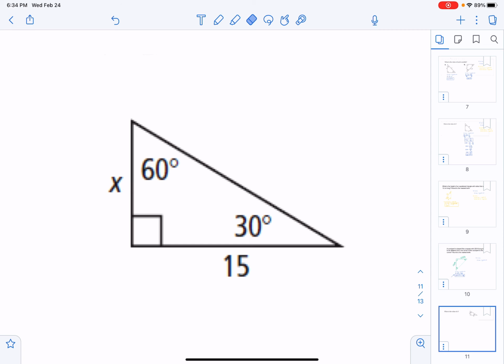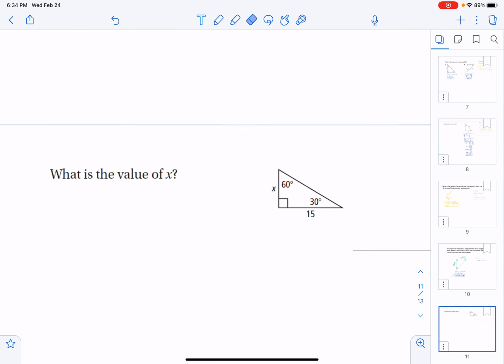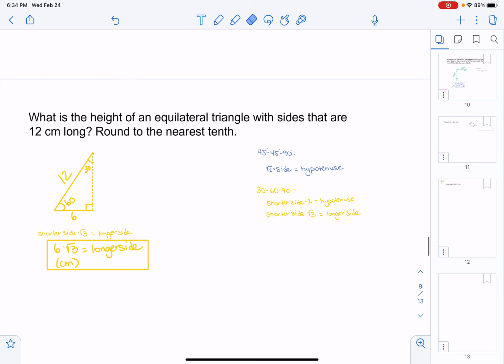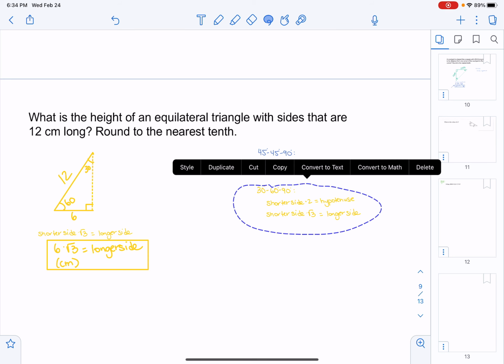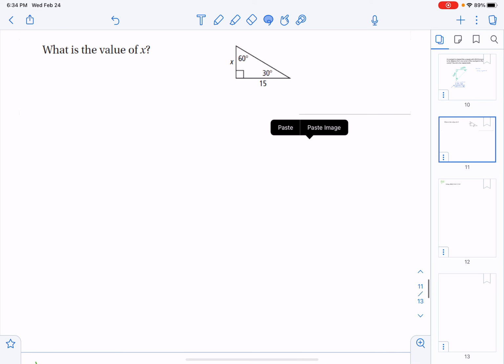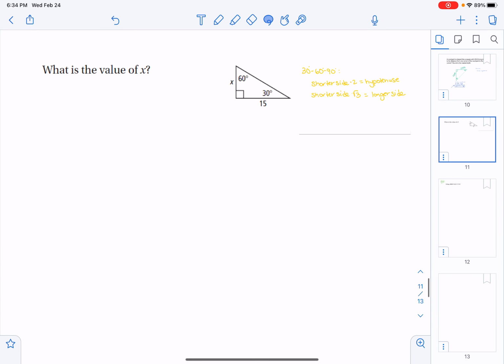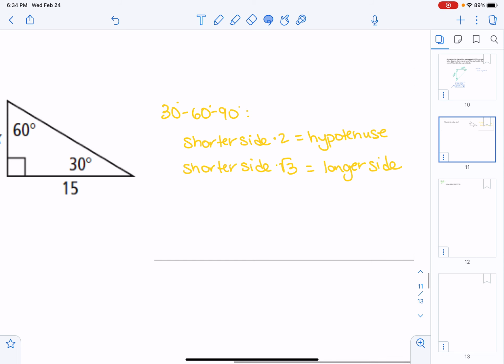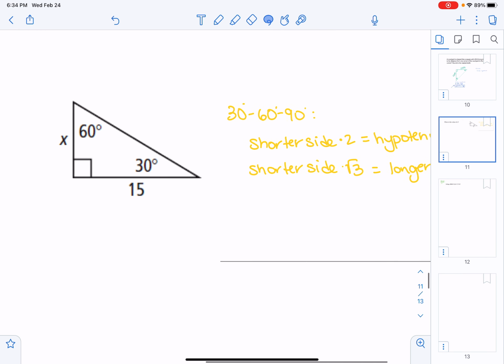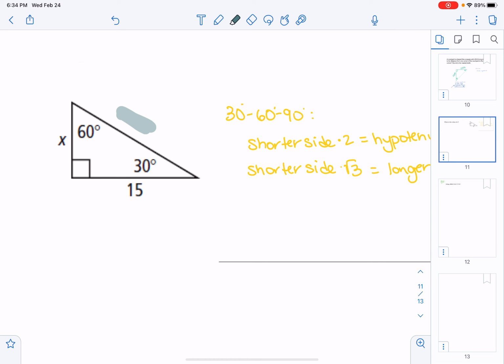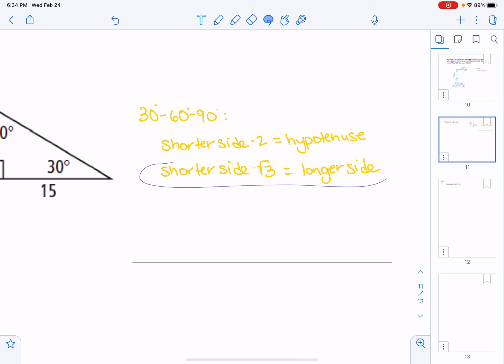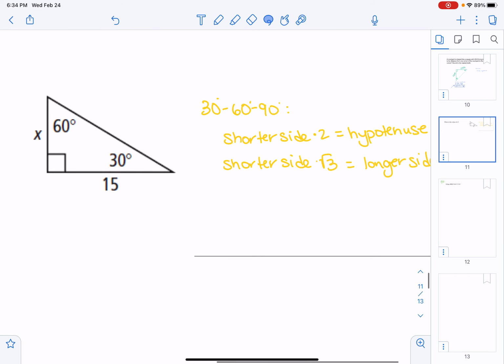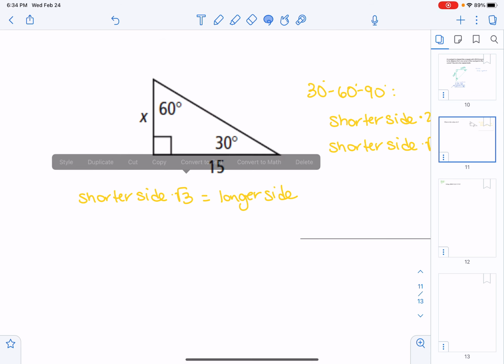Okay, last one. This is very obviously a 30, 60, 90 triangle. So I'm going to go grab my shortcuts. And they want to know the value of x, which is the shorter side. Now, both of these formulas involve the shorter side, but it doesn't look like I have a number for the hypotenuse here. They didn't tell me. So I'm going to go with this rule.